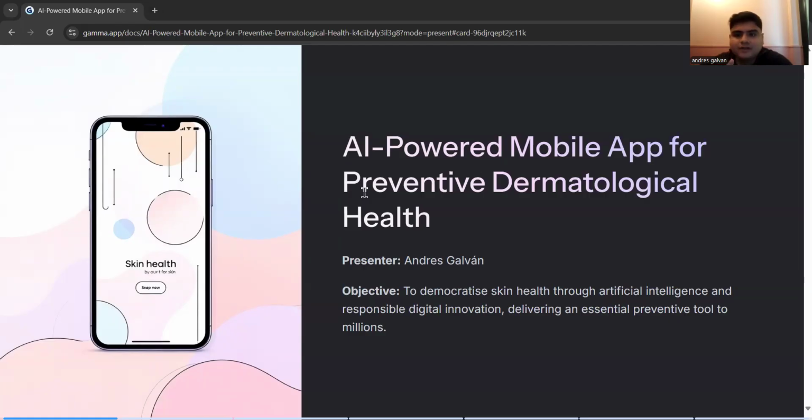Today I'm going to talk about a mobile app for preventing dermatological health problems. It is also powered by AI, using different machine learning models. To give an introduction, I'm very excited to present this as the start of my project. This business opportunity is built on a business model based on artificial intelligence.